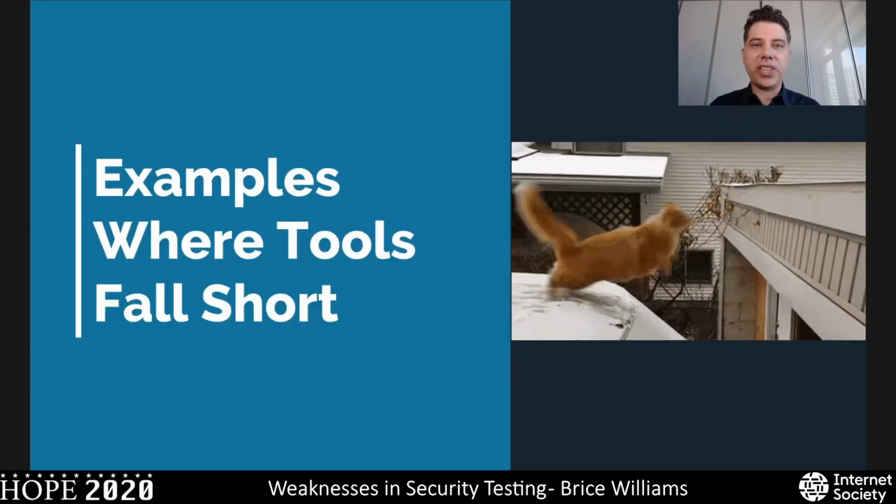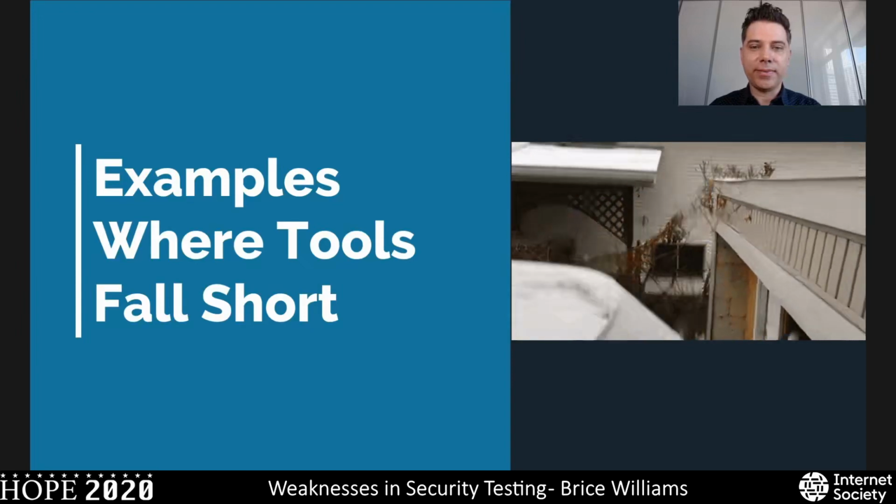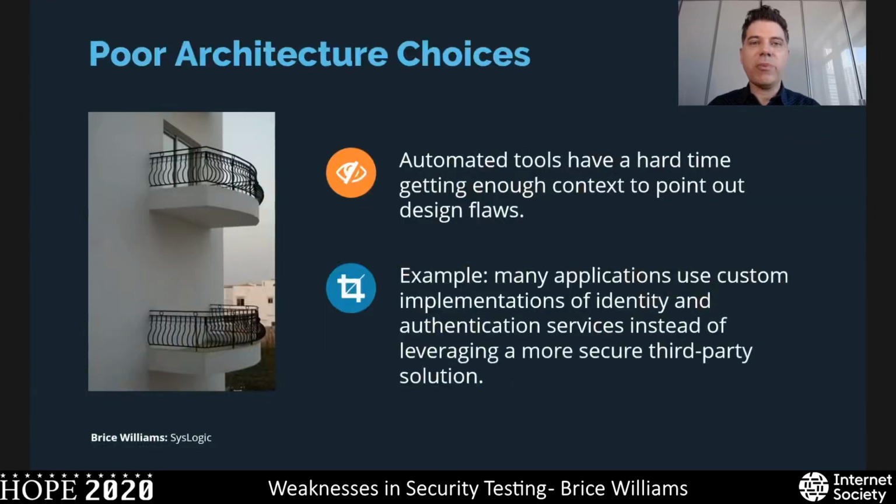So in this next section, let's look at some examples where tools fall short. First, we have poor architecture choices. On this image on the left, you can see that lower balcony has no way to get to it. So whatever the purpose was behind this, it was at least not a very good design. Automated tools generally have a hard time getting enough context to point out design flaws.